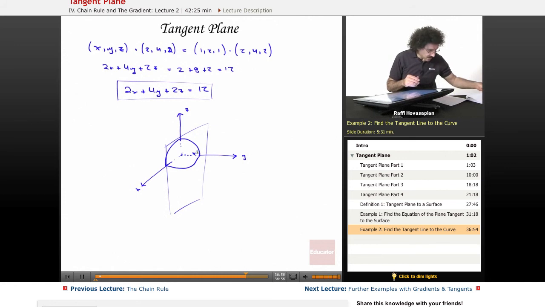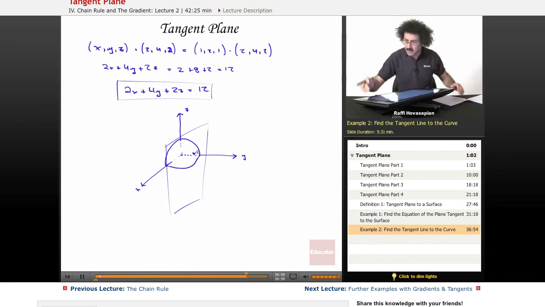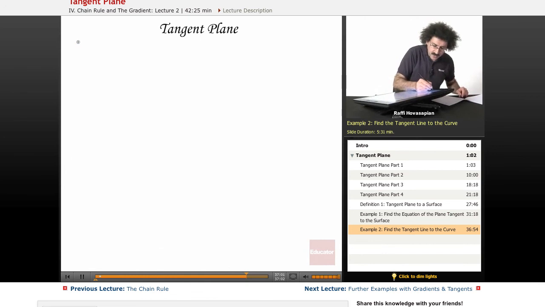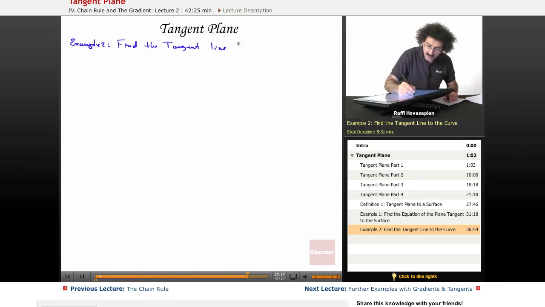So let's go ahead and do another example here, and we'll finish off with this one. This is example number 2. This time we want to find the tangent line to the curve, excuse me, x y squared plus x cubed equals 10 at the point (1, 2).